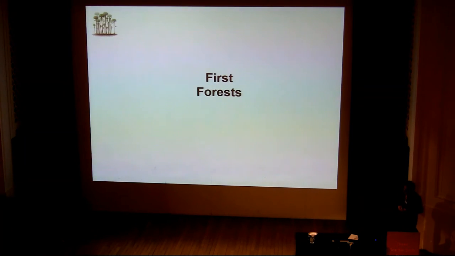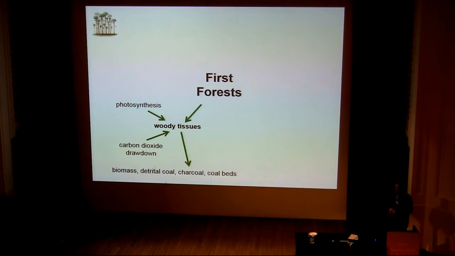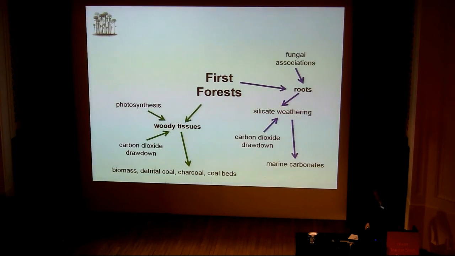The first forests have a lot of impact on the Earth's system. And we particularly think of the origin of woody tissues. These are things with lots of carbon in them. They can be recalcitrant. They pull carbon dioxide out of the atmosphere through photosynthesis. They can end up as biomass through bits of coal, charcoal, even complete coal beds, so they're very important. And then we have the business of roots from fungal associations, silicate weathering, more carbon dioxide drawdown, perhaps eventually forming marine carbonates, so processes that most of you probably understand.